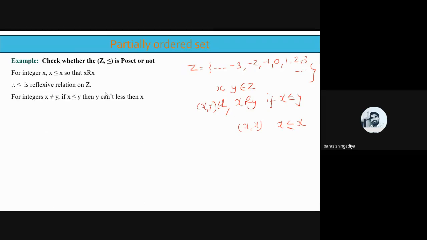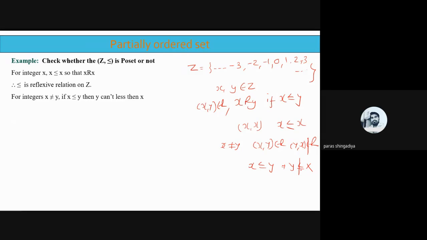And now the second one, that is antisymmetric. For x not equal to y, if (x, y) belongs to R, then (y, x) does not belong to R. Okay, you have to prove this. If (x, y) is in R, then its symmetric form (y, x) should not be in R. So what does it mean? For any two numbers considered from Z, if x is not equal to y, and if x is less than or equal to y, we cannot say y is also less than or equal to x. That is not true.